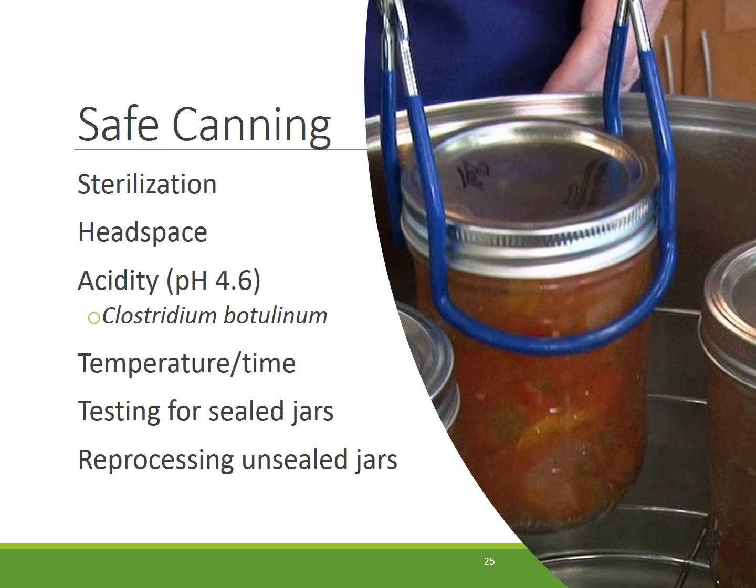For reprocessing, remove the jar's lids and check the rim for imperfections that may have caused the improper seal. If needed, change jars and use a new lid. Use the same processing time in the recipe. Please note that the quality of the canned product may deteriorate slightly when reprocessing.